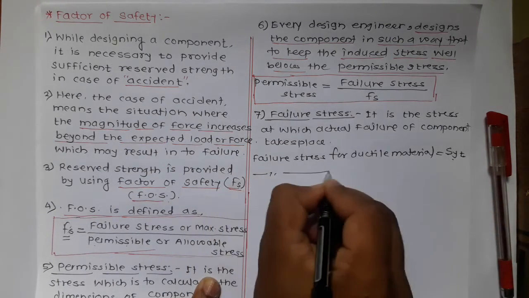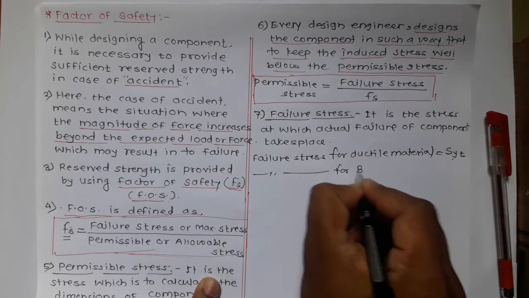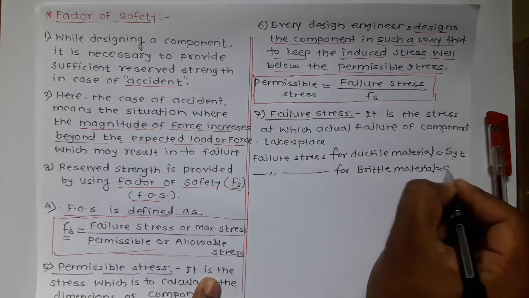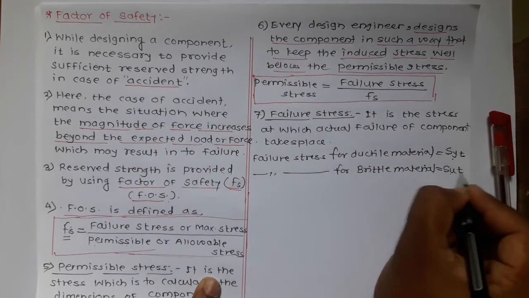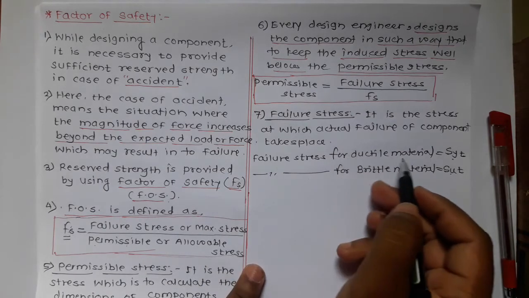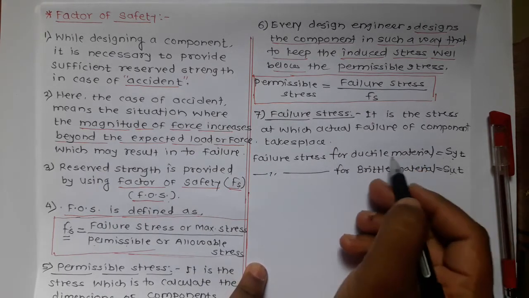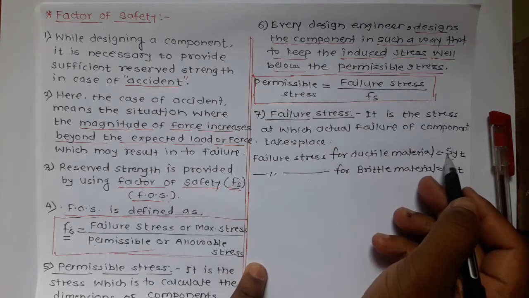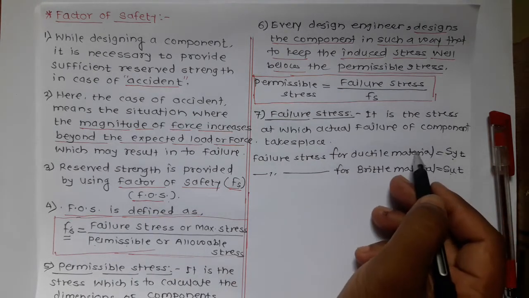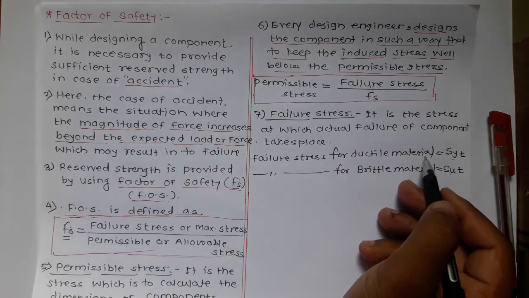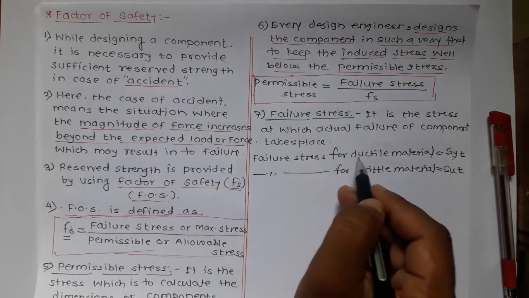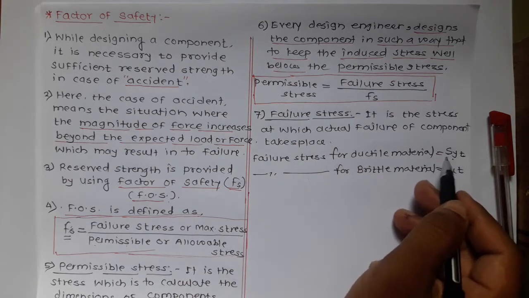Similarly, failure stress for a brittle material is SUT, that is ultimate strength in tension. So we have discussed in the stress strain curve that failure stress for ductile material is SYT, not SUT, because for ductile material the first failure occurs as permanent deformation. Later on, if the stress increases, the next type of failure in ductile material is permanent breakage. As the first failure in ductile material is at SYT, we take failure stress for ductile material as SYT, because the first failure is permanent deformation.